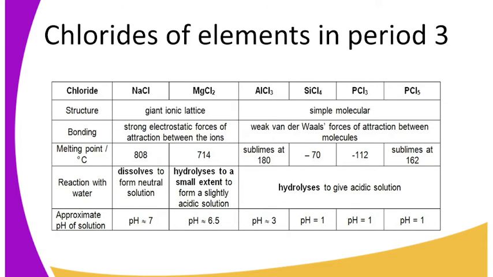What is the effect in water? Sodium chloride and magnesium chloride are soluble in water. While aluminium chloride, silicon chloride, phosphorus and sulfur chlorides are hydrolyzed in water to give an acidic solution. And that is basically the trend of elements in period 3. We have seen their oxides and their chlorides.